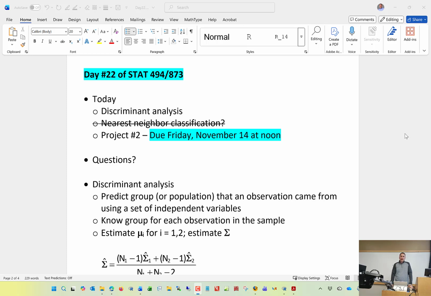Project number 2, again, I think it was on Saturday. I put it in the discussion board. Let's just move it back to Friday, November 14th at noon. The reason why I did that was I wanted to make sure that we actually got through discriminant analysis fully before the project was due. Are there any questions?